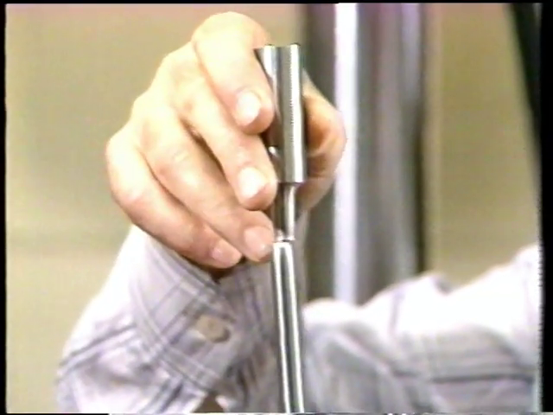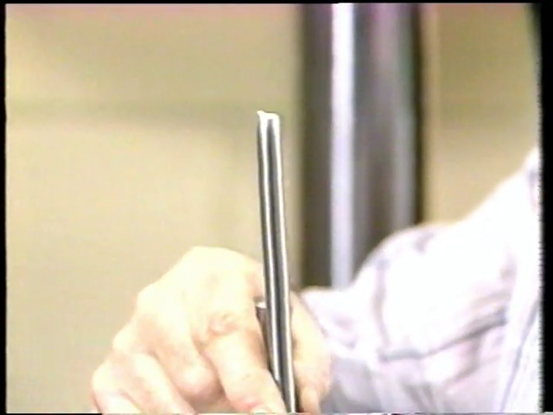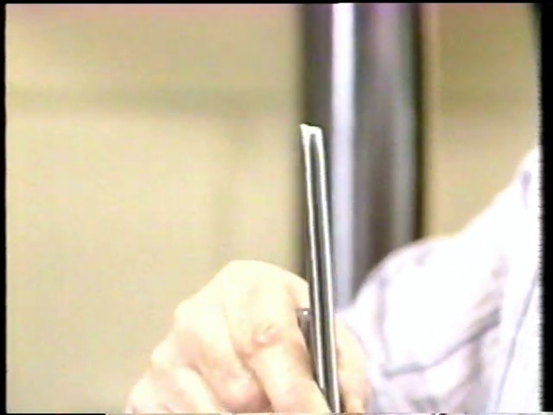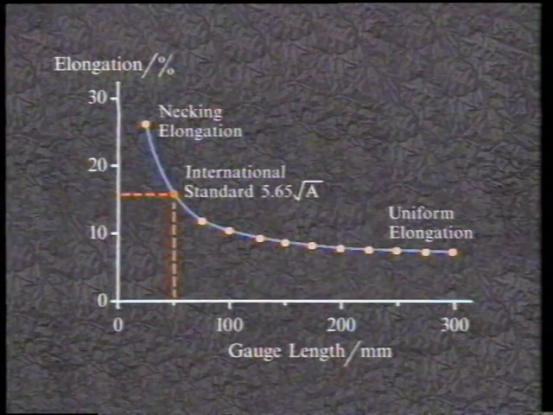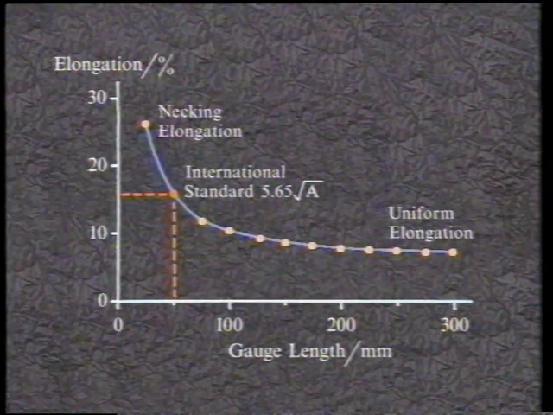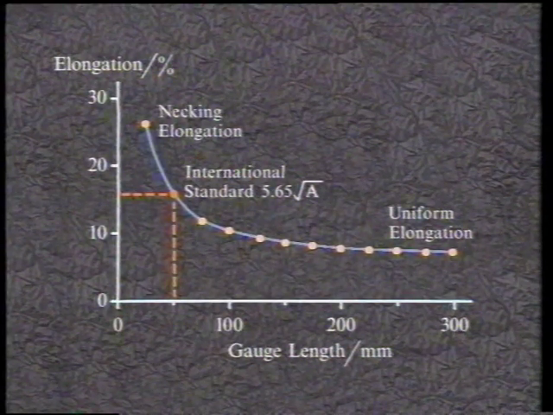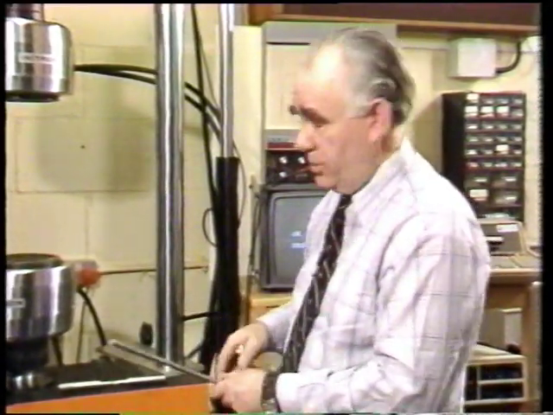So you see, we can have any value we like, from the highly localised extension associated with the neck to the uniform elongation of this part of the gauge length here. By international agreement, the gauge length measured for elongation is 5.65 times the root of the cross-sectional area, or some other figure which must be quoted beside the elongation value. And that's what we did with our original test piece when we measured our value that you saw being measured.